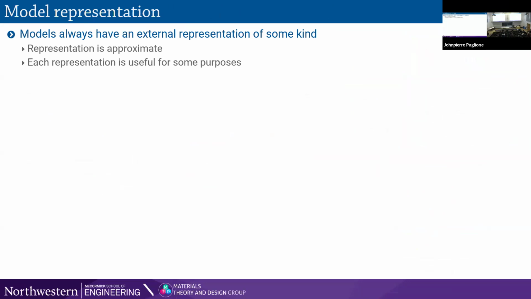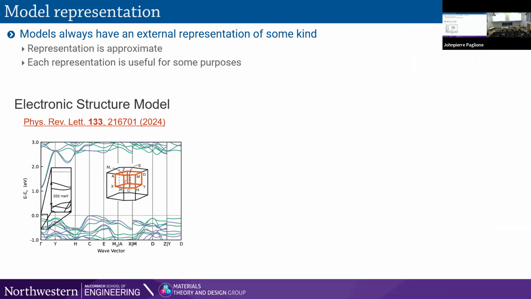So let's now talk about the model representation. And we've seen this throughout the winter school already, that the models have some external representation of some kind. Remember, the representation is going to be approximate, and it's going to be useful for some purpose, just like in the maps I showed you. Like the satellite image might be more useful than the image of just the transit map.